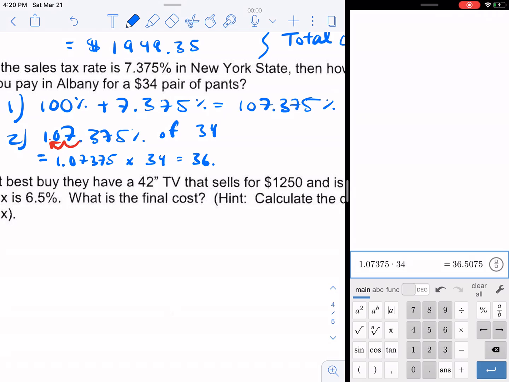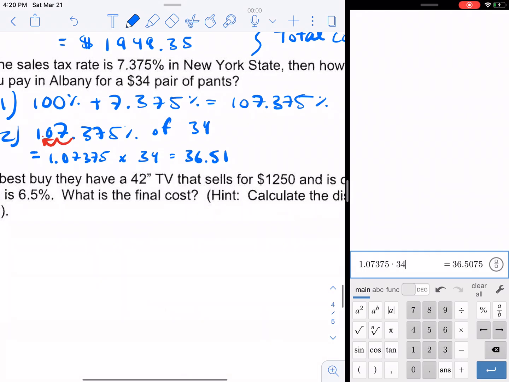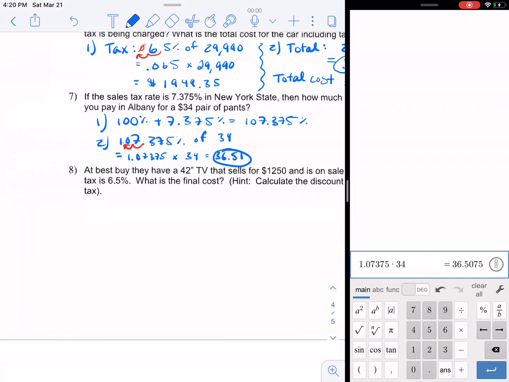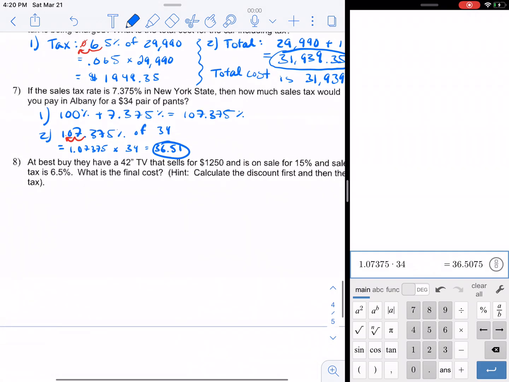So read that as money. That's going to be 51 cents because the 7 makes the 0 round up to 1. And there's your total cost with a 7.375% sales tax. Okay, so this is my total with tax.